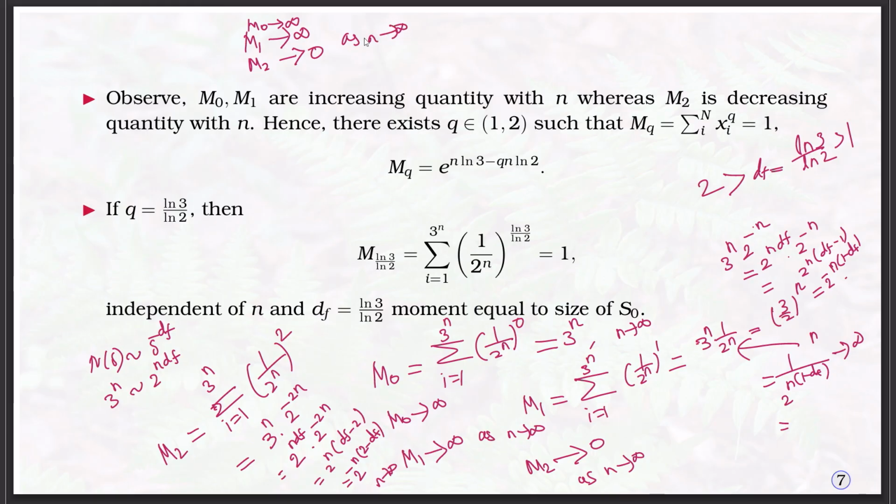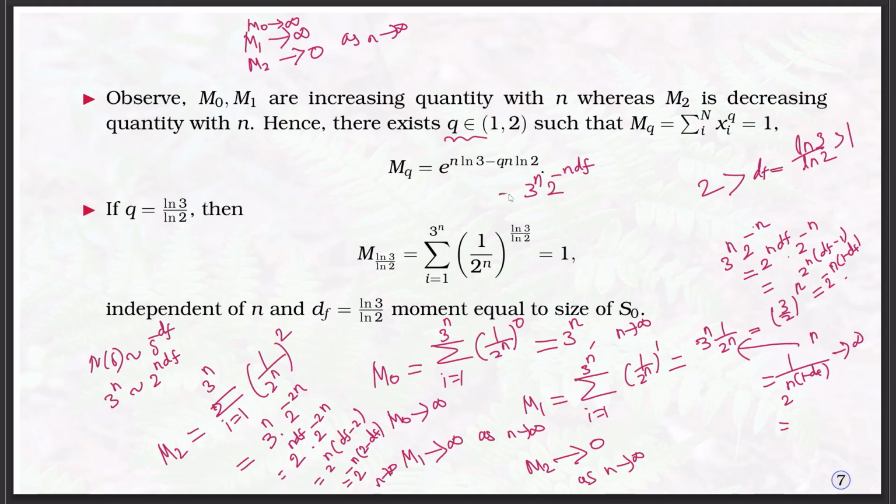Therefore one can understand that there is a q belonging to 1 to 2 such that the qth moment is equal to 1, like in the Cantor set. For that qth moment we can take ln 3 by ln 2 using this quantity, then one can show that this equals 1, that means 3 power n times 2 power minus n df.